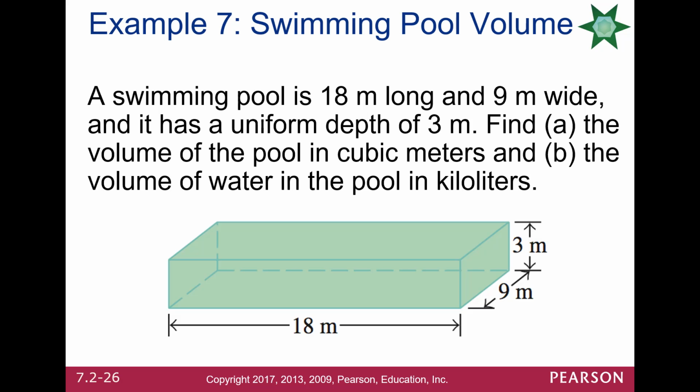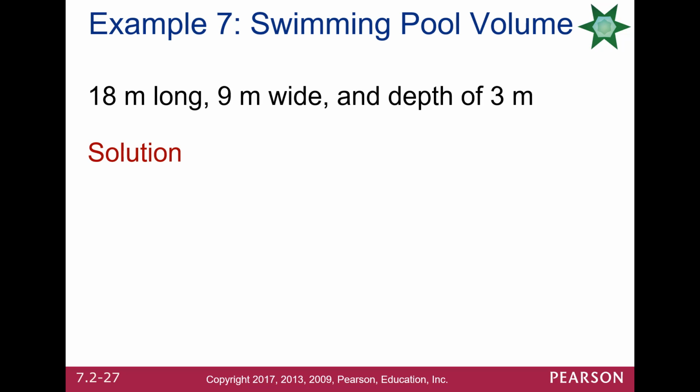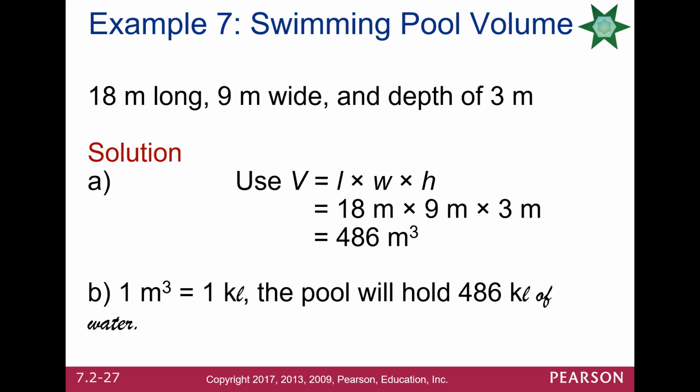Finding volume, length times width times height, 18 times 9 times 3, in terms of cubic meters, would be 486 meters cubed. Then remember that 1 cubic meter holds 1 kiloliter of water, which means it would be a direct 1-to-1. It would hold 486 kiloliters of water.